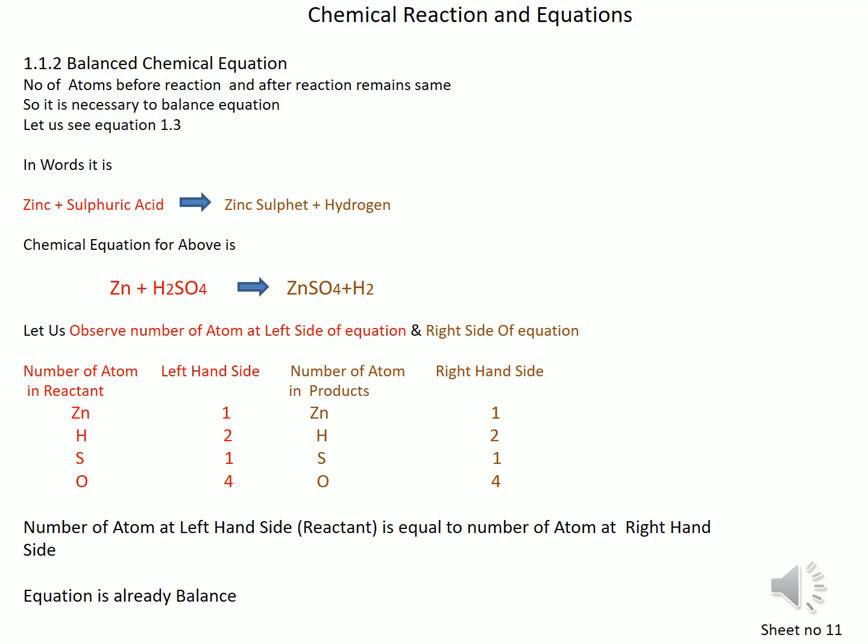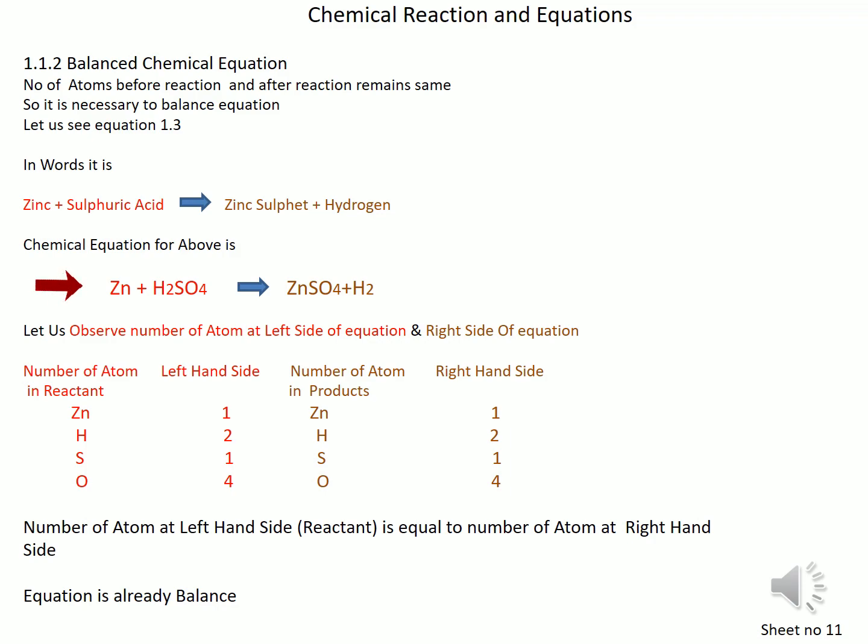Now the next point, 1.1.2, balanced chemical equation. The number of atoms before reaction and after reaction remains the same. So it is necessary to balance the equation. We'll see what exactly it means. Let us see equation 1.3. If we express it in words, it will be zinc plus sulfuric acid interact with each other to form zinc sulfate and hydrogen.